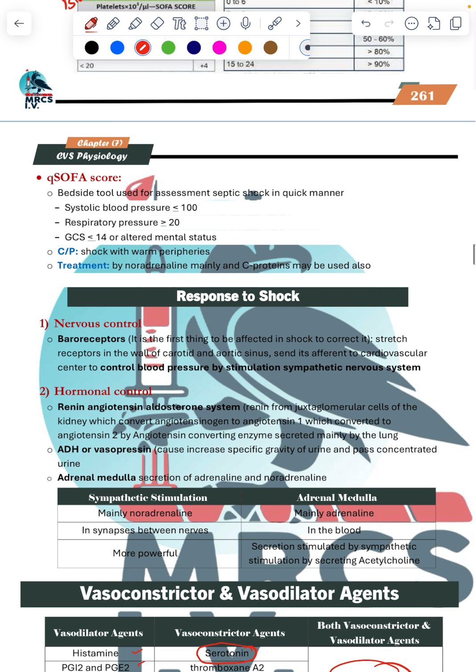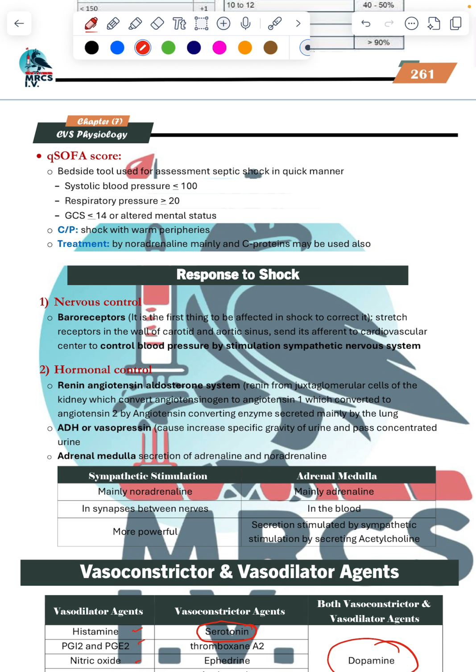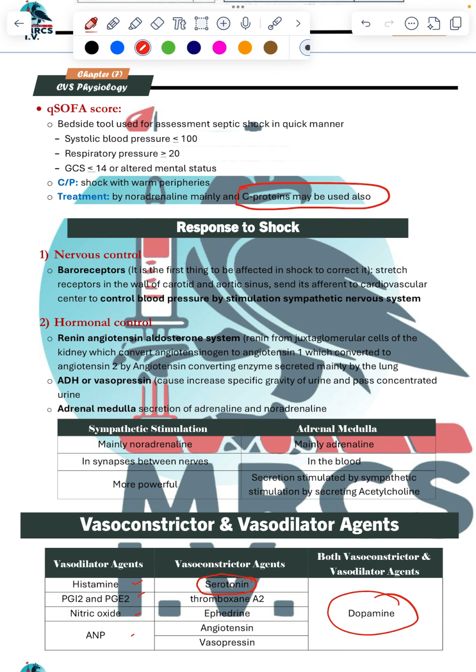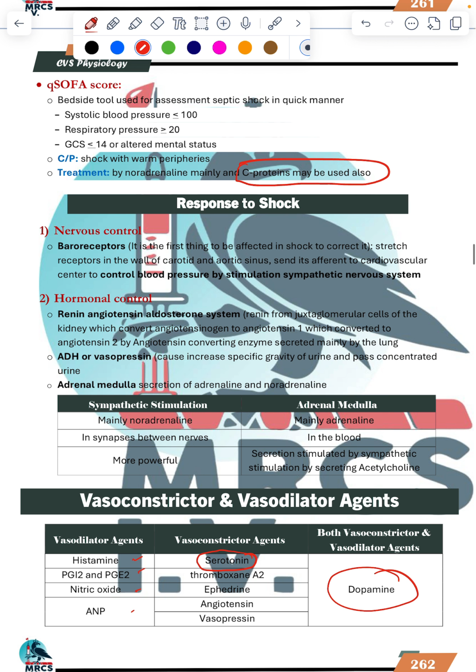Shock with warm peripheries, treatment by noradrenaline, mainly. C protein may be used. So most of the time in DIC and all that, if the person goes into sepsis, noradrenaline has to be used.